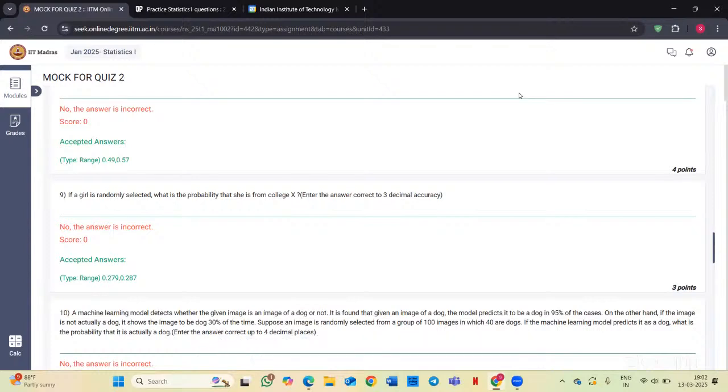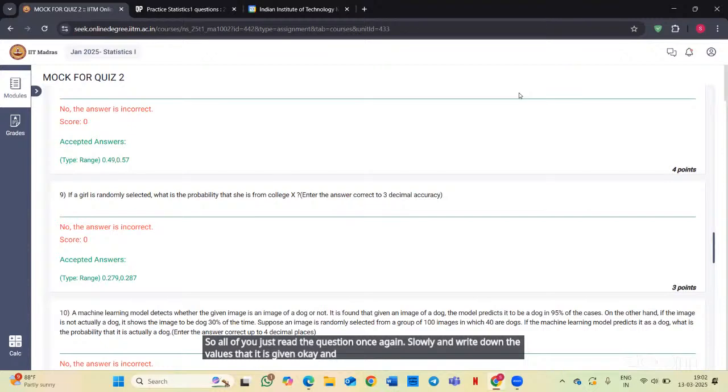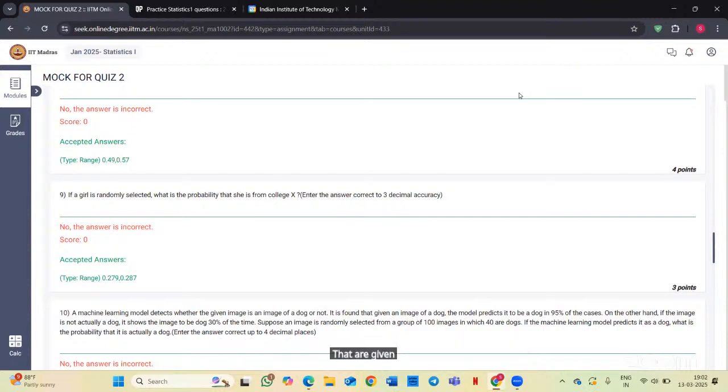So all of you just read the question once again, slowly, and write down the values that are given. Please let me know what the given values are. Take your time. So the probability of an image of a dog is 0.4. And the probability that the image is not a dog is 0.6.